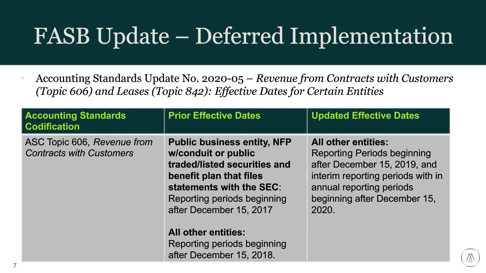For all other reporting entities, that standard was originally effective for reporting periods beginning after December 15th, 2018. So in most cases, that would be for those with the June 30th, 2020 year end, which is just a few days away. And that has been delayed for a year. So you now have an additional year, and that would then be effective for your June 30th, 2021 year ends.